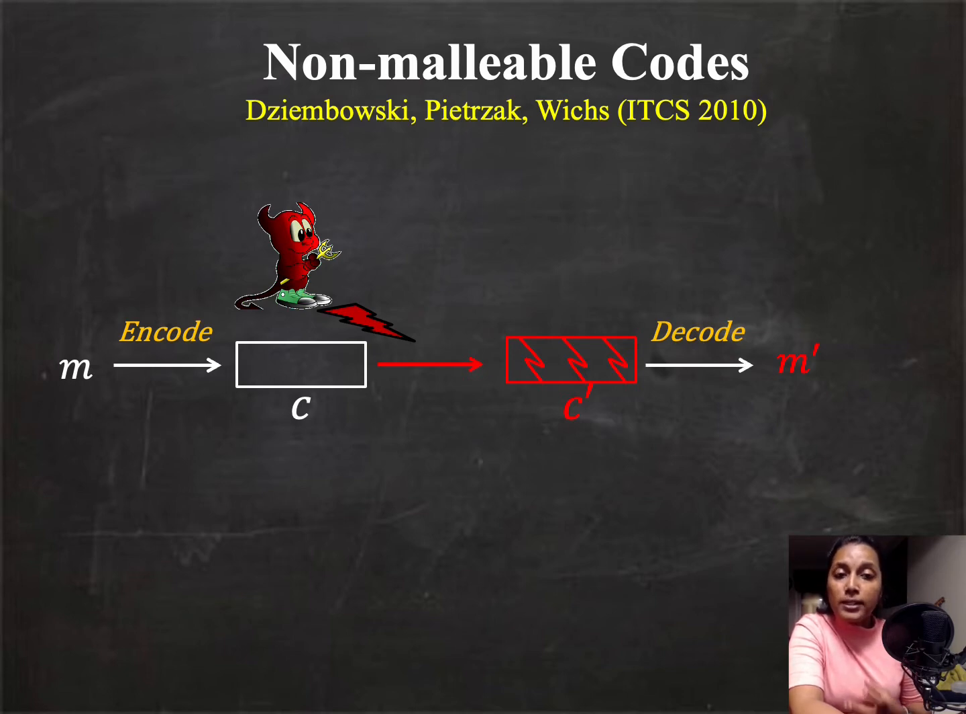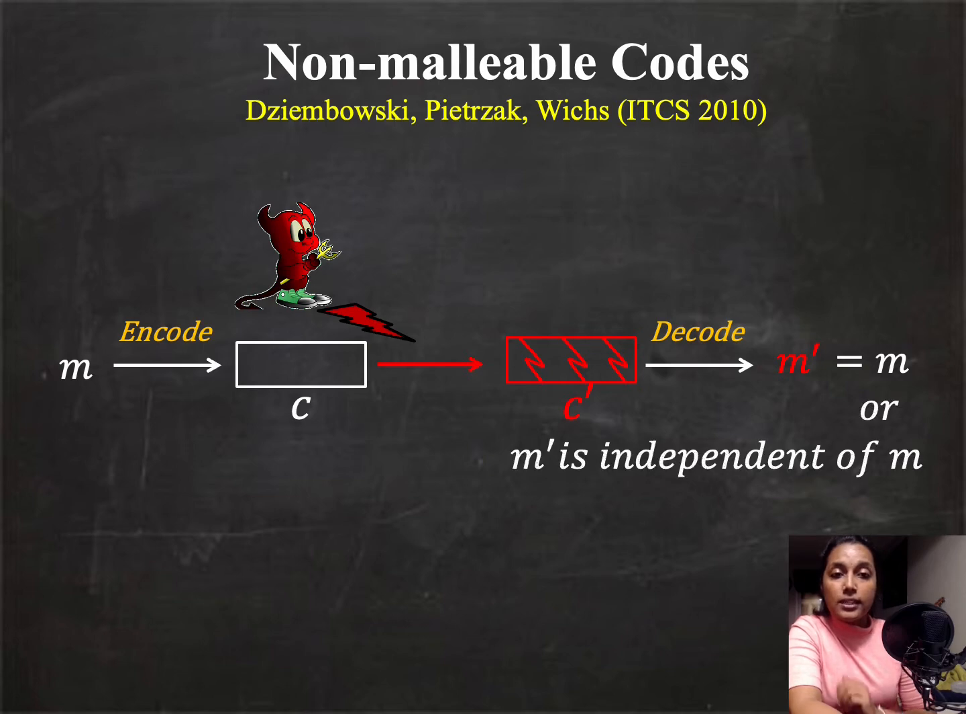The kind of non-malleability guarantee that we seek is that such a M prime will either be the same as the original message M, which is kind of like an error correction feature. But if such an error correction is not possible, then we seek that the M prime turns out to be independent of M. We'll formalize what this independence means in the next slide, but this is informally what non-malleability means here. In addition to this, we also seek the standard correctness feature from any coding scheme, which is that if no such tampering occurred, the decode of C should give me back the message M with probability 1.